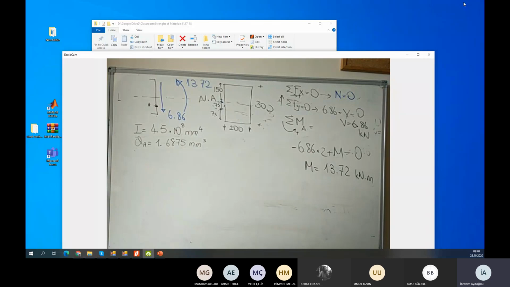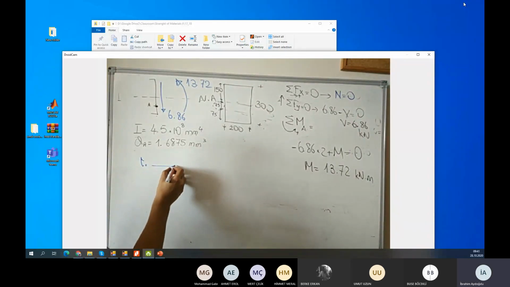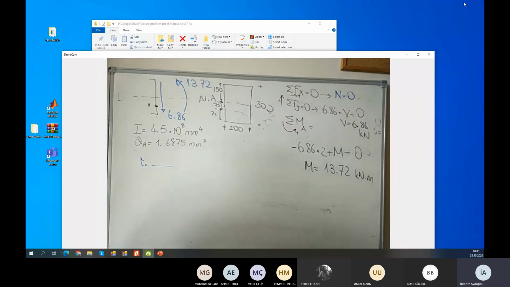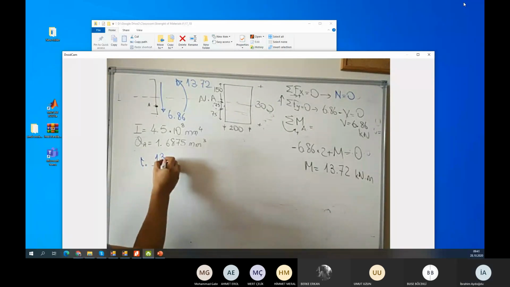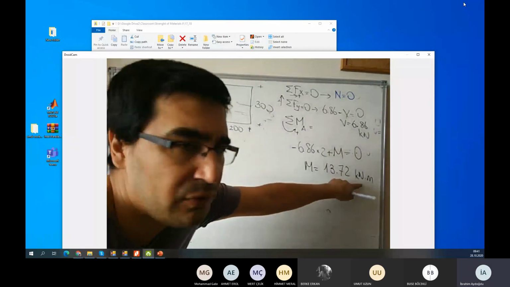So I am ready to calculate the bending and shear stresses. Normal stresses, not moments. Sorry, sometimes I use different notation. Bending stress and shear stress. Which one? Normal stress. Sigma is equal to, you remember, M over I times y. What is the value of M? M is 13.72, and the unit is kilonewton meter.